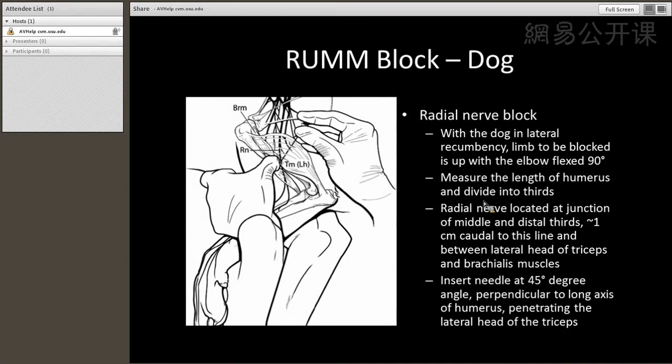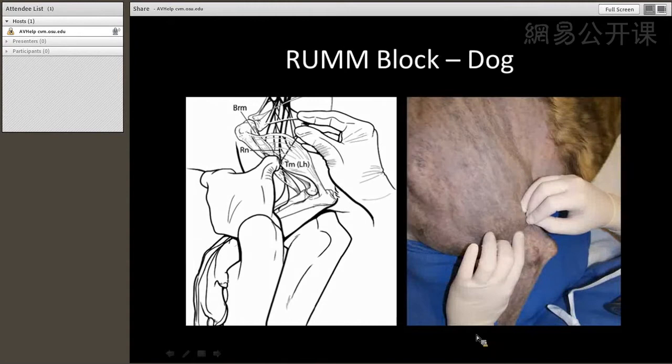The thing about RUM blocks is that you definitely need to know your anatomy, and you need to be able to move muscle bellies out of the way, which I find a little bit challenging. And in this picture, you can see somebody attempting to do a RUM block and not doing a very good job of it. And the reason that you know that is that they're way too far distal. They should be probably more like up here.